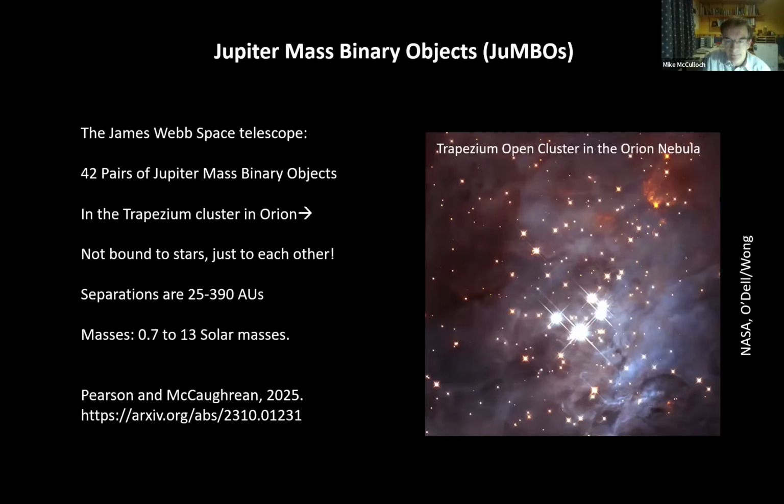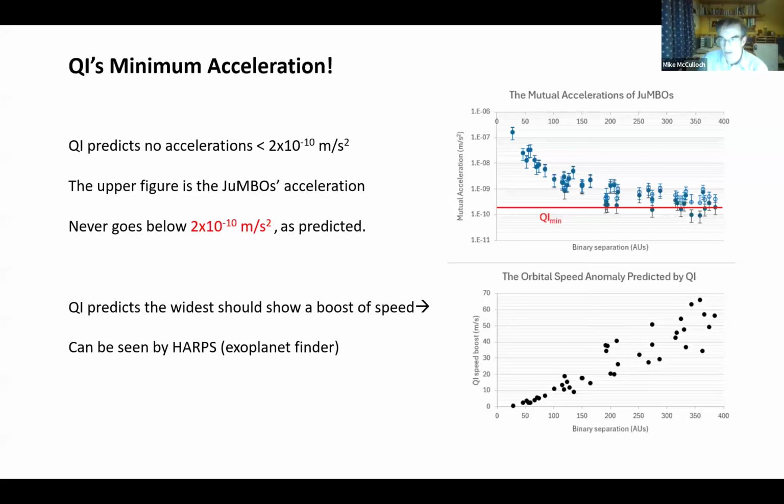So as soon as I saw this, I thought, well, perhaps these objects are in an area where there's very little gravitational acceleration. So maybe they will show the minimum acceleration that quantized inertia predicts. And it turns out that they do. So what I did was I plotted on this graph here the separation of each pair within the binary, from about 50 AUs up to about 400, and then their mutual acceleration up here.